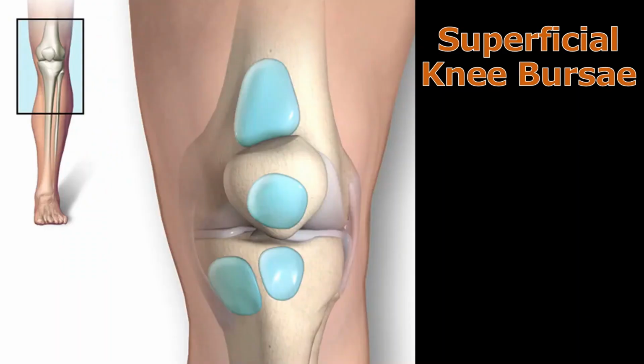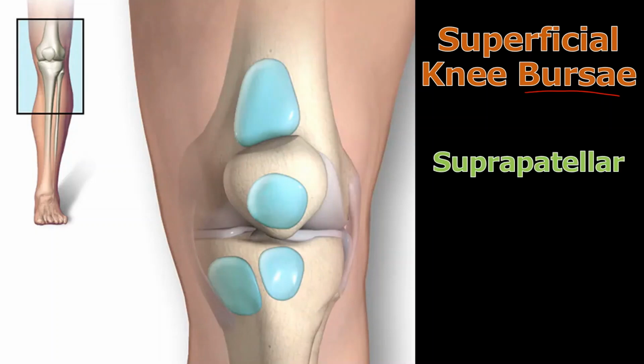Now, there are some bursae. We covered that in the last lecture, these fluid-filled sacs of synovial fluid that act as lubricating structures in knee joints, shoulder joints, and other kinds of joints that move around a lot synovially. So, 4 major superficial knee bursa.